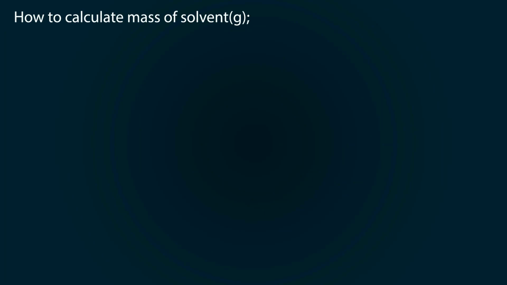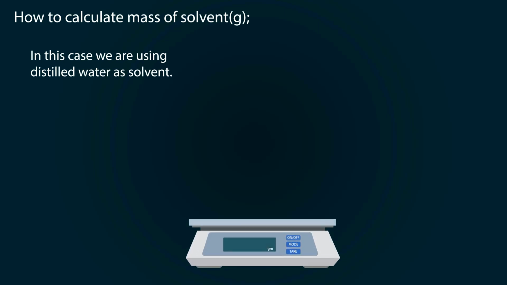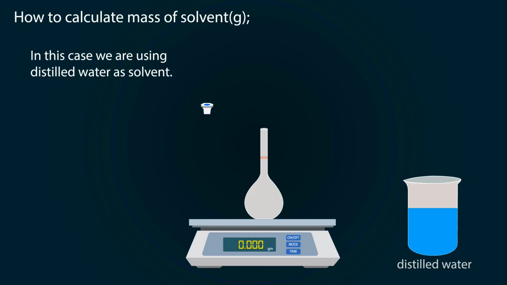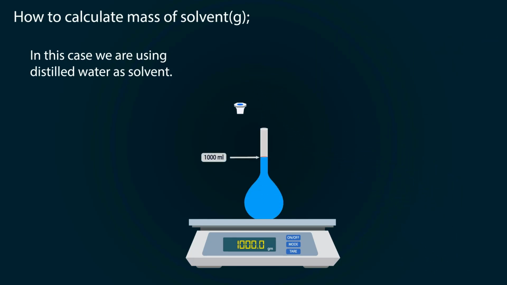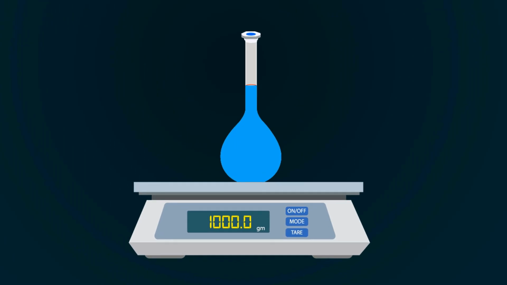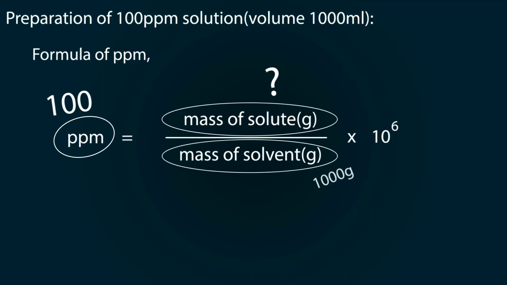Let's find out the mass of solvent. In this case, we are using distilled water as a solvent. Now take a weight balance and power it on. Now put the volumetric flask on it and tare it down. Now start adding distilled water into this volumetric flask. Fill it up to the 1000 milliliter point. Now you have got 1000 grams of solvent.